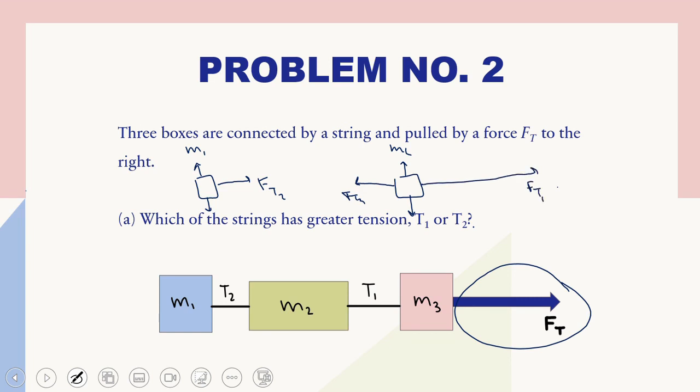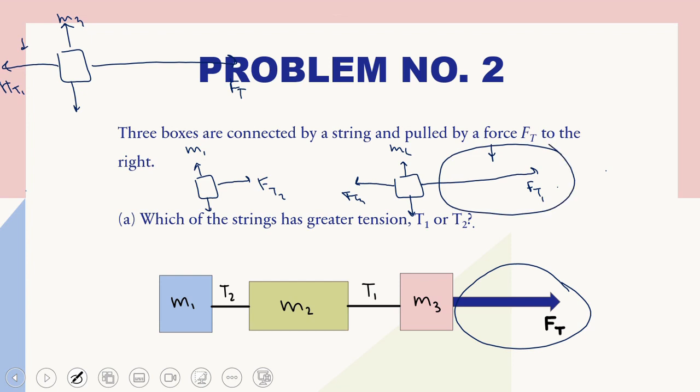Okay, and then for M3, I'll draw that up here. We have gravity and normal force. We have Ft1, which, this arrow technically needs to match the length of this arrow, but I just don't have space. So there's Ft1, and then here's Ft, which is going to be the greatest. Okay, so just by looking at the lengths of the arrows, we can see that Ft1 has a greater tension force than Ft2. So there's going to be greater tension in T1, the string of T1.